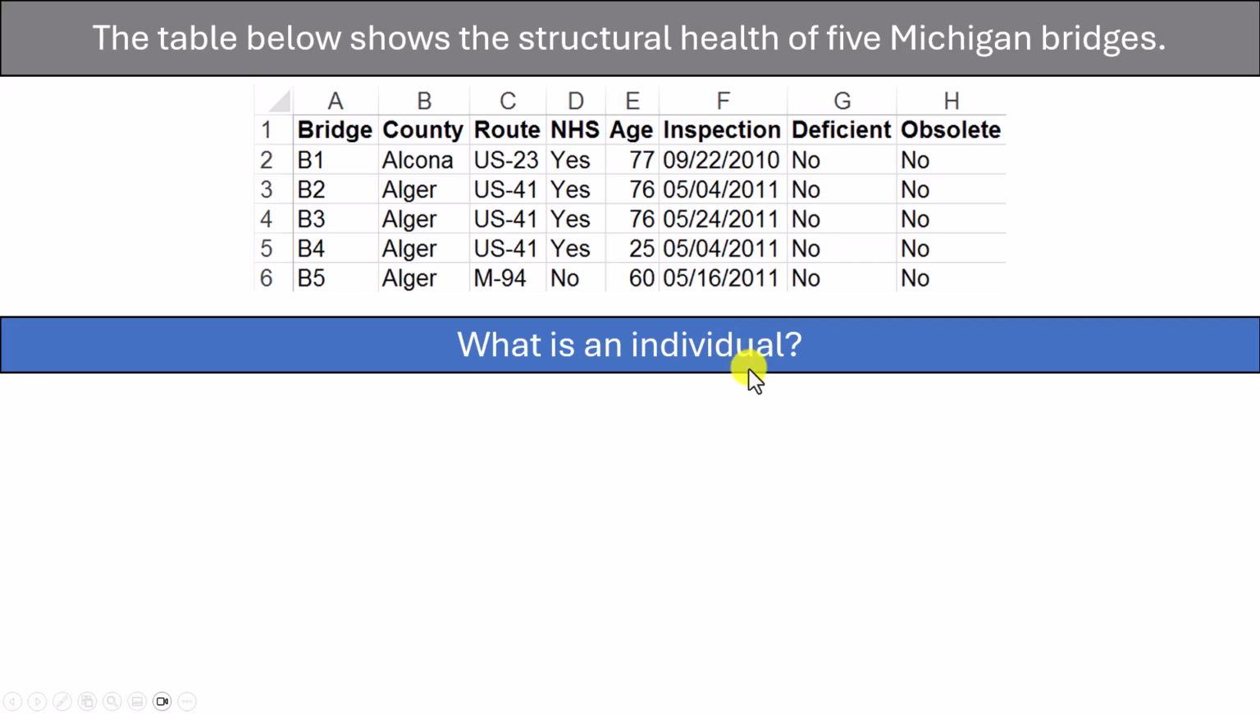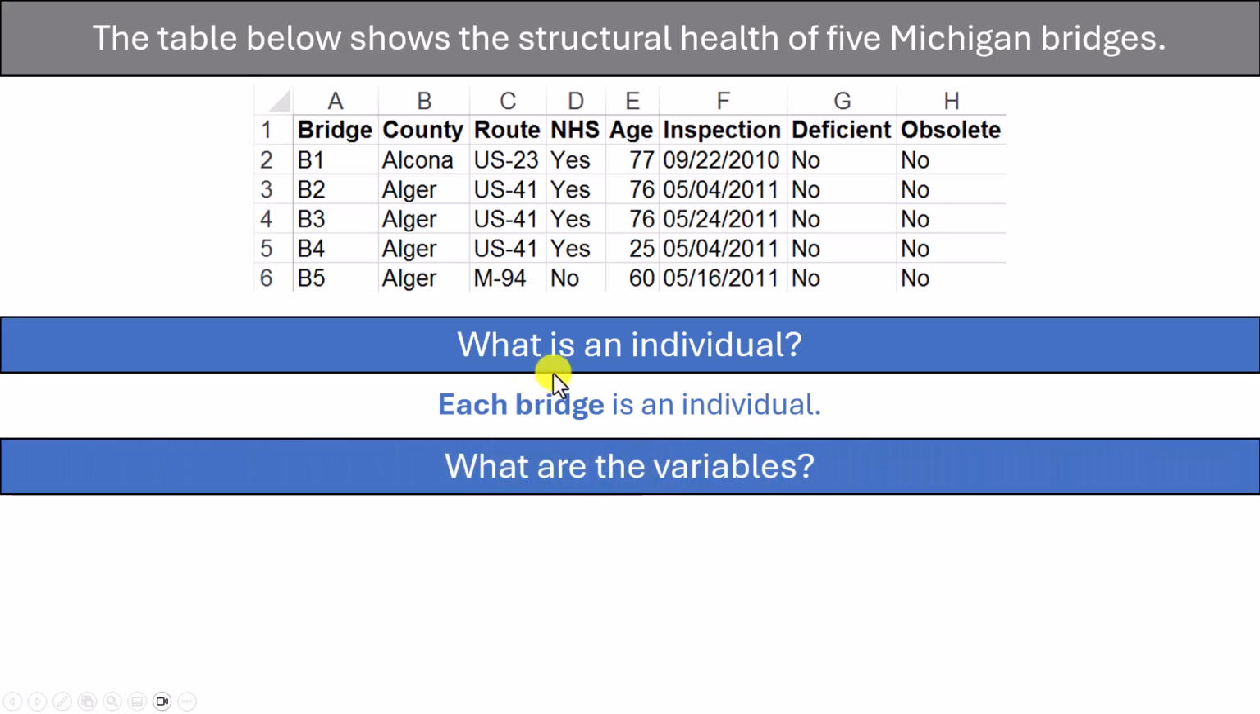So what is an individual? Well, typically if you have a data set in this form, an individual is going to be represented by each row of the data set. So in here, each one of these rows is representing a bridge, which is the information that we're collecting from a bridge, right? We have the bridge number, the county, etc. So each row relates to a bridge. So the individual here is just going to be a bridge.